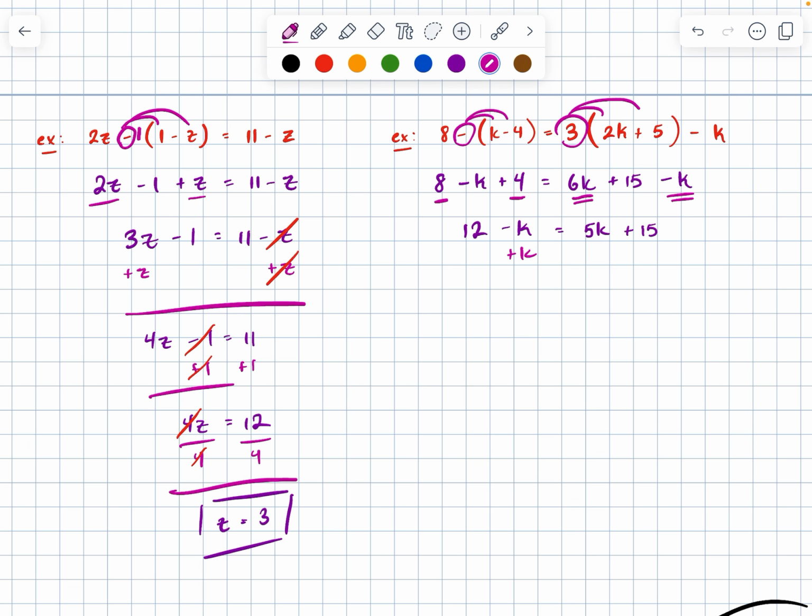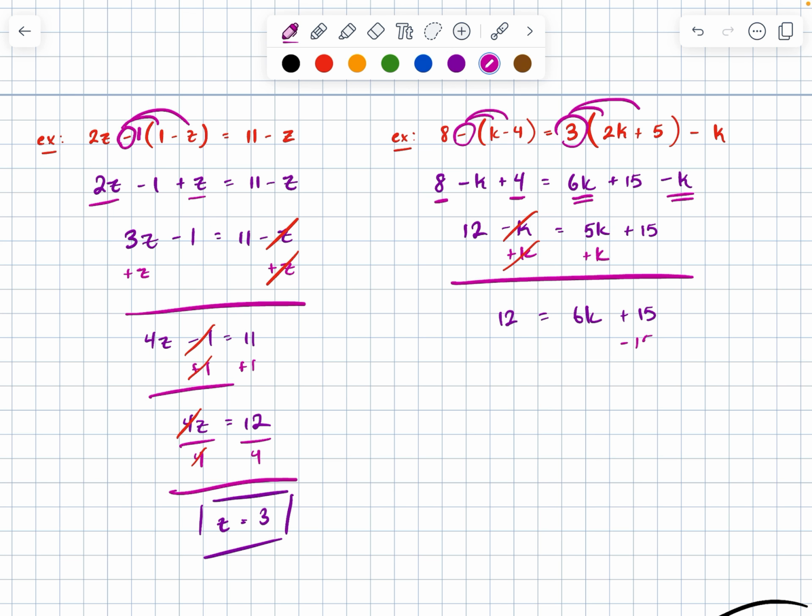Well, in this case, it's easier for me to think about adding k to both sides than it is to think about subtracting 5k from both sides. Both are equally valid choices. It doesn't really matter which one you do. I'm going to choose to add k to both sides. When I do that, negative k and positive k, well, they undo each other. That's 0. So I'm just left with 12 on the left. And on the right, I have 5k plus k. Well, that's 6k in total, plus 15.